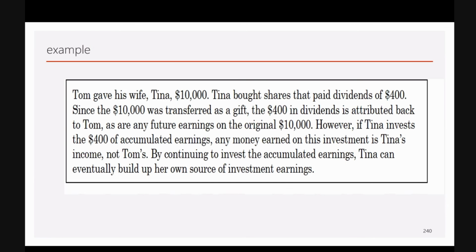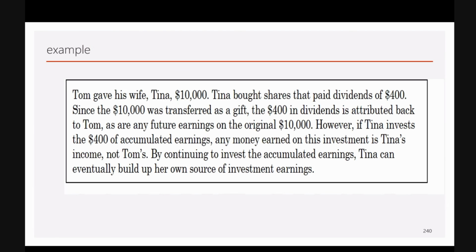So this year is 2022. In 2022, Tina reported that 500, capital gain or whatever. That 500 is Tina's report, not Tom's. The only thing Tom reports is the investment income from the original 10,000. That's it. So all earnings coming directly from the 10,000 go to Tom.